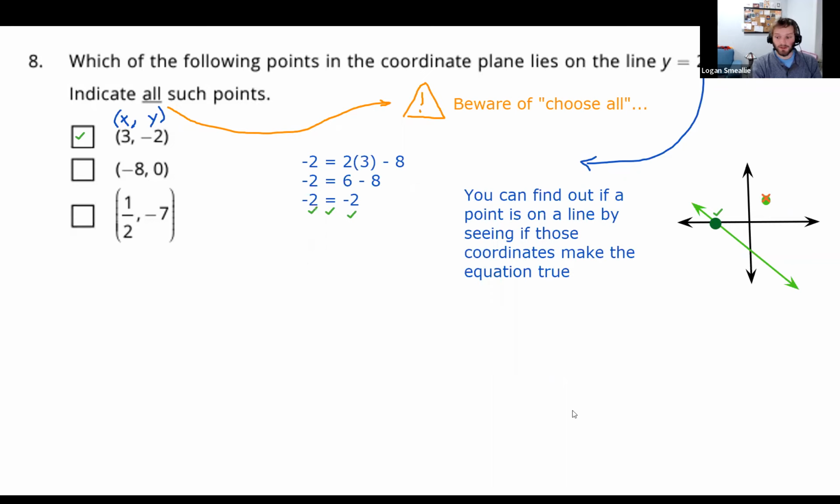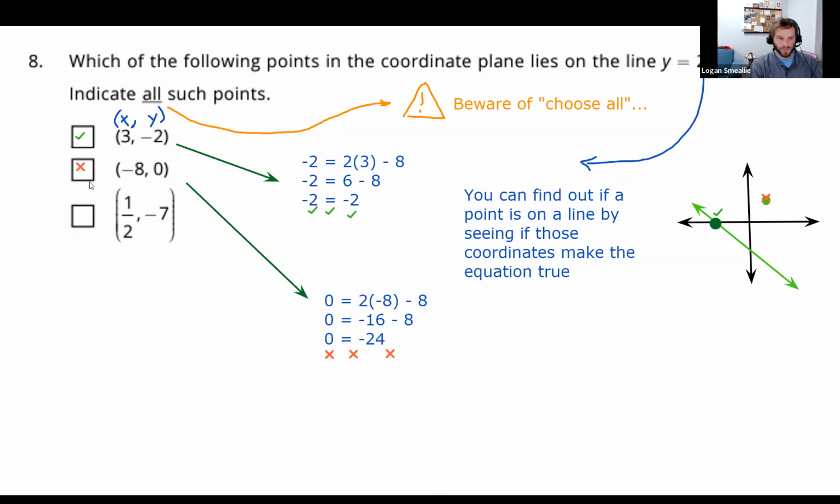-8, 0. Now this is a sneaky one. I think I got a couple of you with this one, or whoever wrote this problem got you with this one. Because look what happens when we plug it in. I'll do some arrows here to keep our work neat. When we plug this in, our y is 0. 0 equals 2 times -8 minus 8. 0 equals -16 minus 8. 0 equals -24. That can't be right.